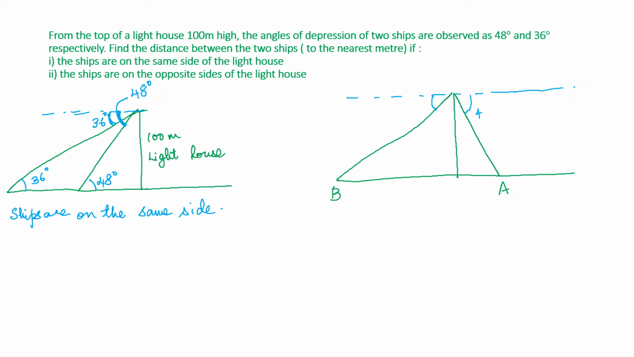So this is going to be equal to 48 degrees, that is, this is also going to be equal to 48, and this angle is going to be 36 degrees, that means this angle is also equal to 36 degrees. Here the ships are on the opposite sides of the lighthouse. Okay, so this is the situation. Let us do both of these. In both these situations, how do we evaluate?